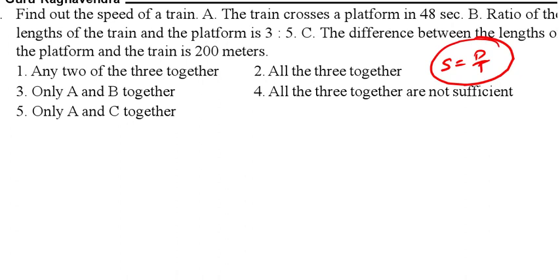See the first statement. The train crosses a platform in 48 seconds. So let the speed of the train be S. I am taking the speed of the train as S.